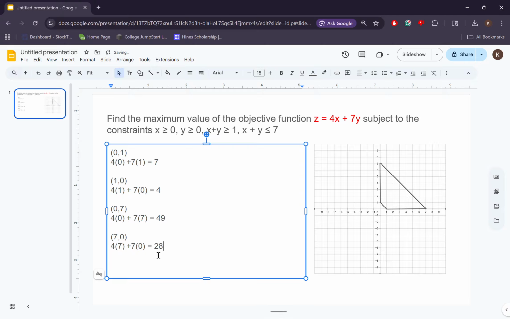Alright, so what we need out of all of these corner points is the maximum value of the objective function. And seeing as we plugged in all the corner points into the function, the highest, the maximum value, will be at (0, 7), and it will be 49.